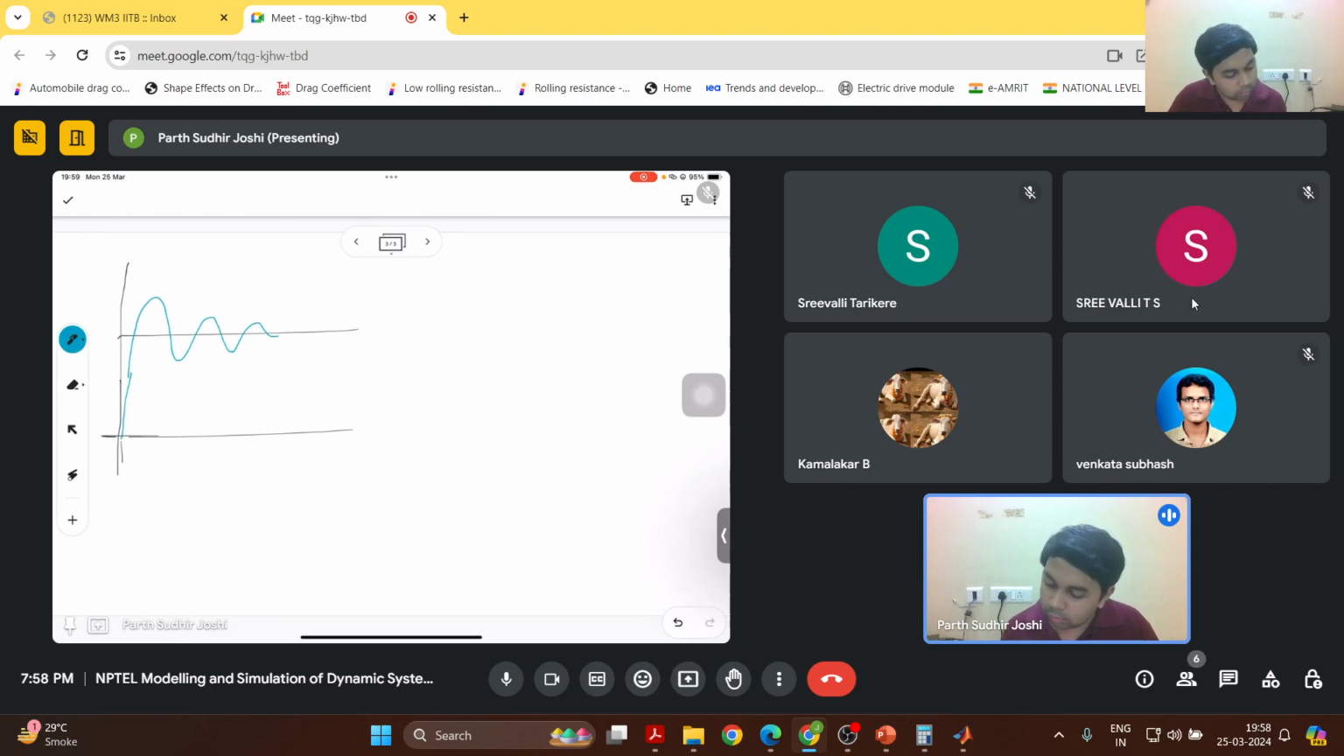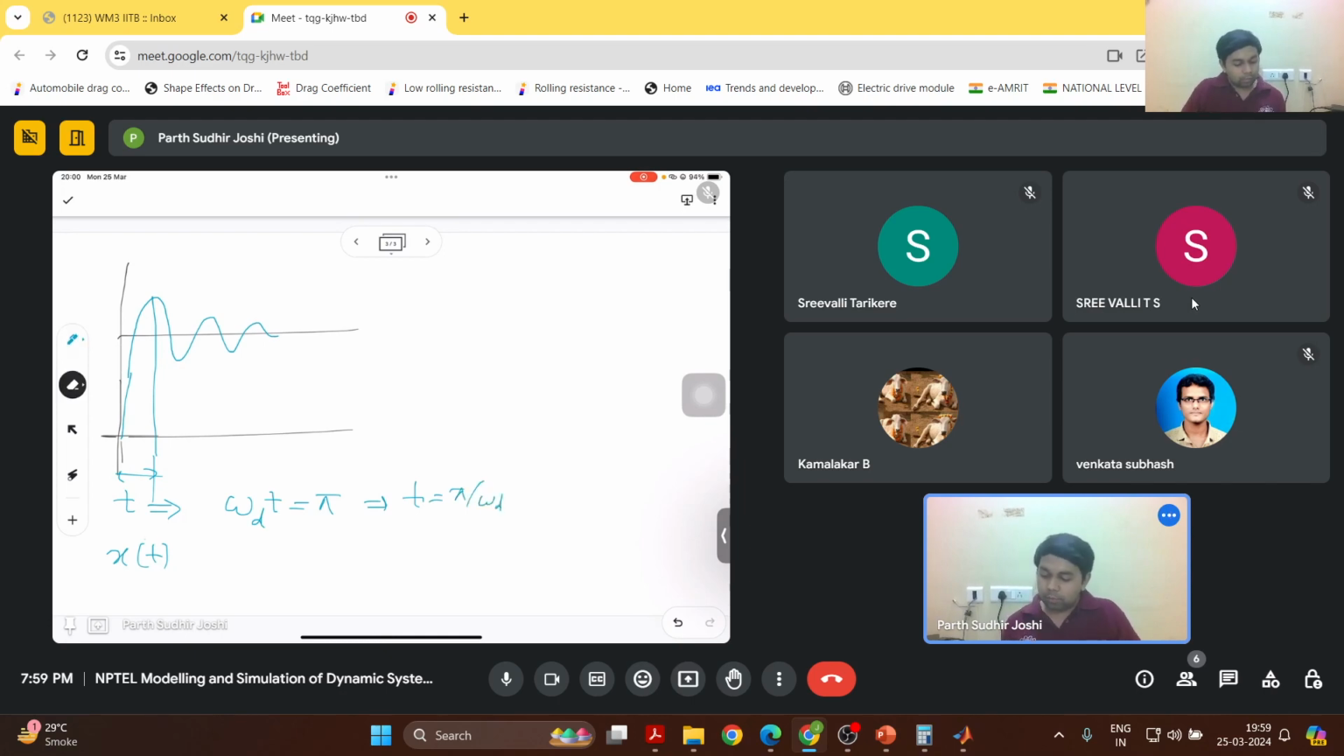How do we find out the overshoot? It's this point, the time at which it reaches peak overshoot. This corresponds to omega d into t is equal to pi, so it has completed one half cycle. From that we get the time at which this occurs, and then we can substitute this in x of t, where t is equal to pi by omega d.